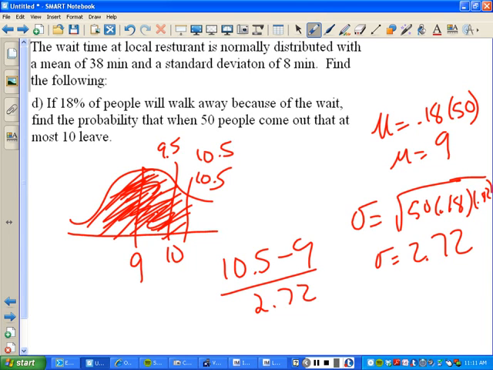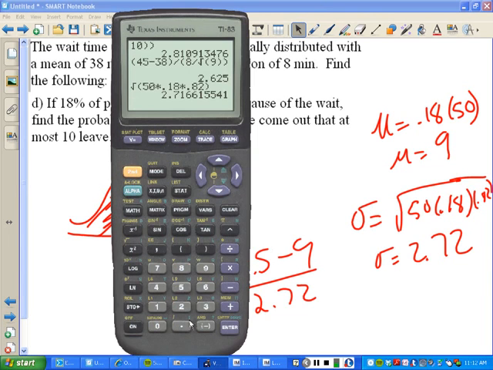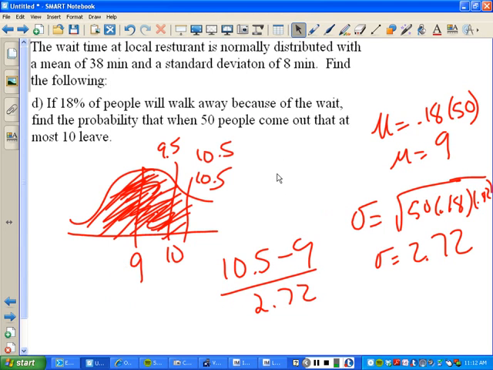Okay. Using your calculator, 10.5 minus 9 divided by 2.72. 0.55. Are you going to use the positive or the negative z-score chart? Looking up 0.55 on your negative z-score chart, what do you get?